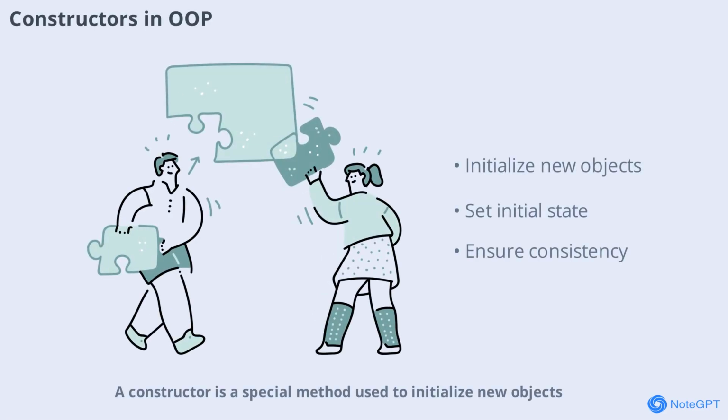A constructor is a special method used to initialize new objects. It sets up the initial state by assigning values to attributes. In many languages, constructors have the same name as the class. For example, when you create a new user object, the constructor ensures it starts with the right information.